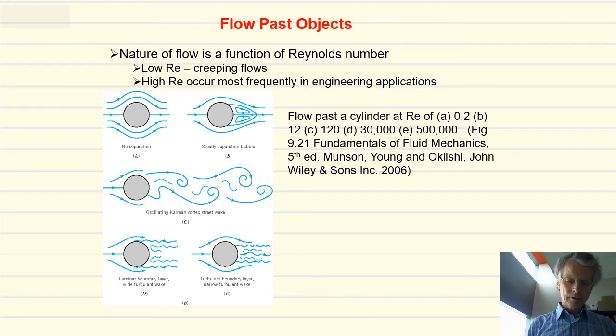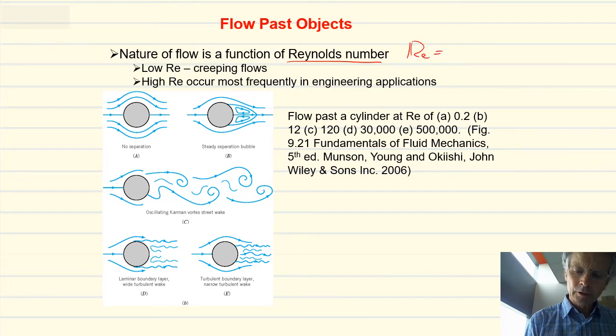Here's a diagram that's taken from a textbook similar to our own that shows some sketches of how the flow past a cylinder changes as a function of the Reynolds number.